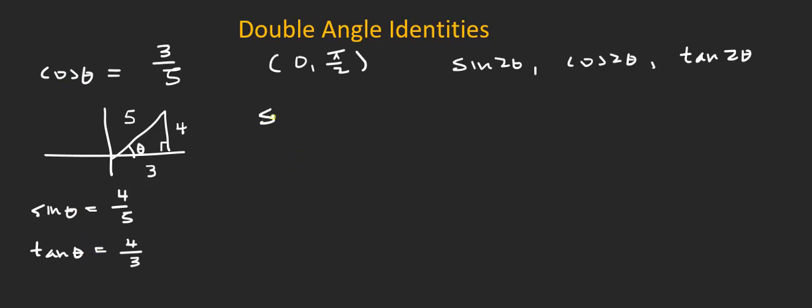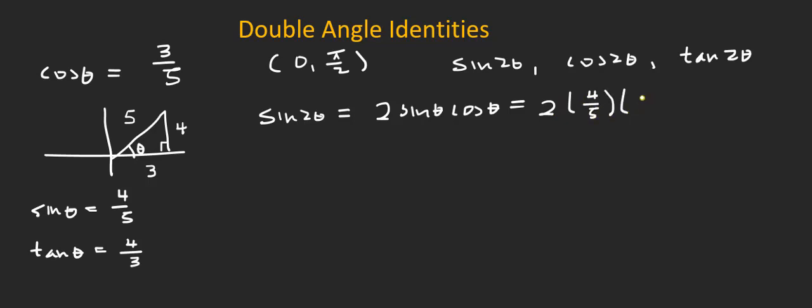So what is sine 2 theta? Well, sine 2 theta is the same thing as 2 sine theta cosine theta. And then it's just a matter of plugging in now. So 2 times sine theta, which is 4 over 5, and cosine theta is 3 over 5. So you end up with 24 over 25. That's the sine 2 theta.